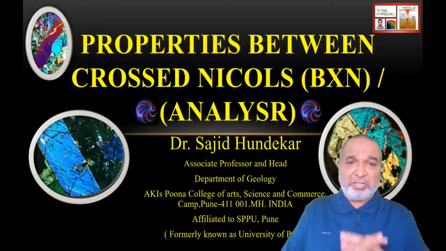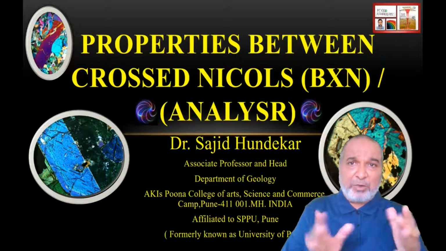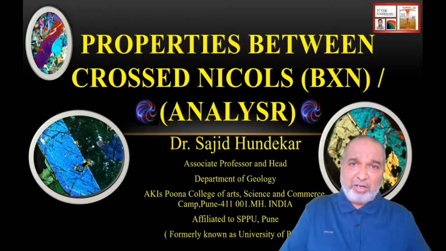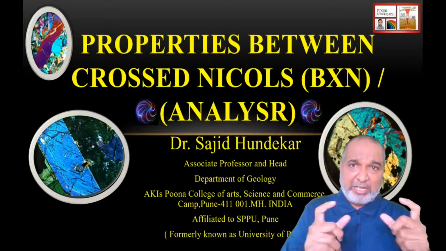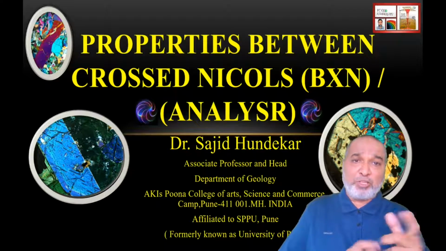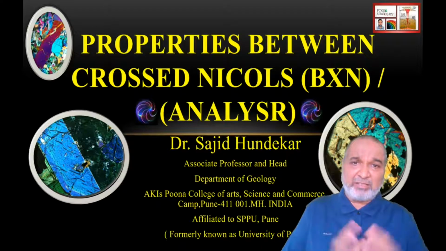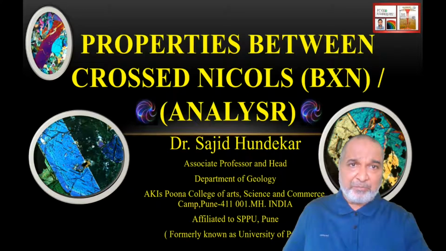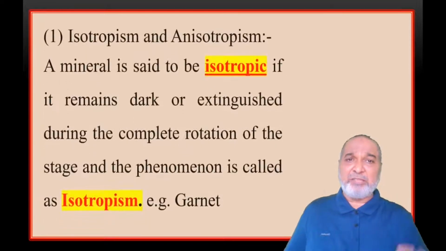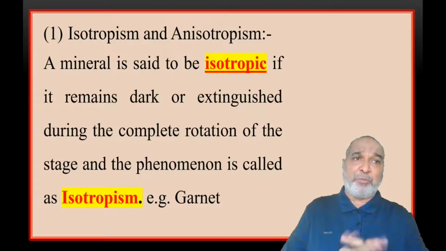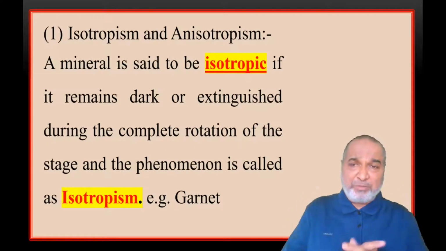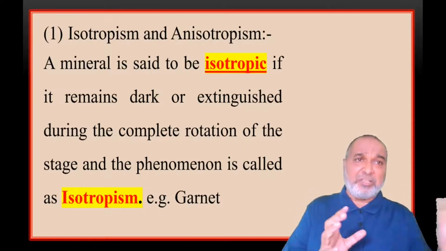And in this condition, when you study the properties of the mineral under the microscope, these properties are written under the heading properties between cross-Nicol, that is BXN, simply the analyzer, properties between the analyzer. Now, the first simple property is isotropism and anisotropism. What is isotropism? Iso means equal, tropism means condition.